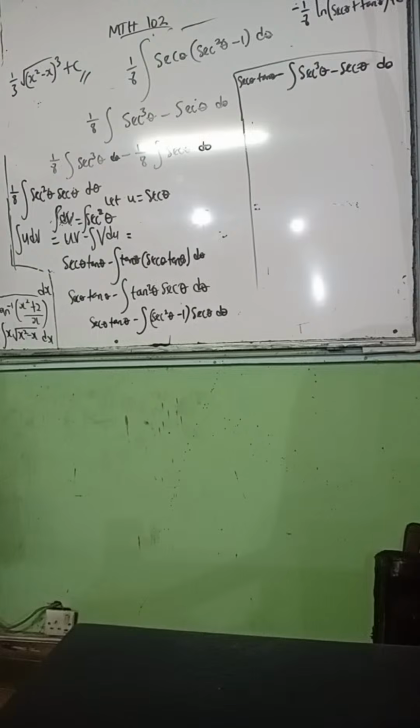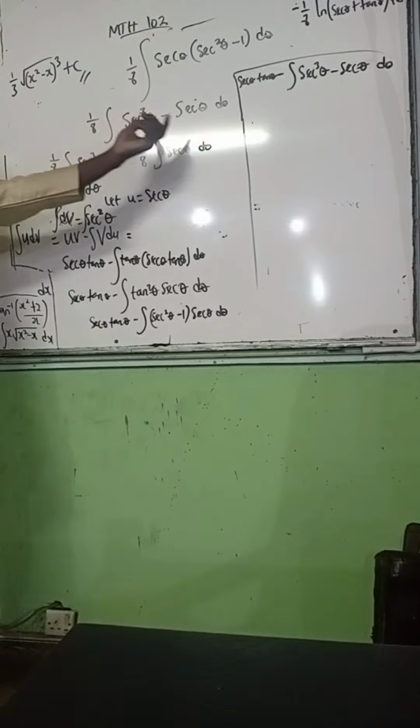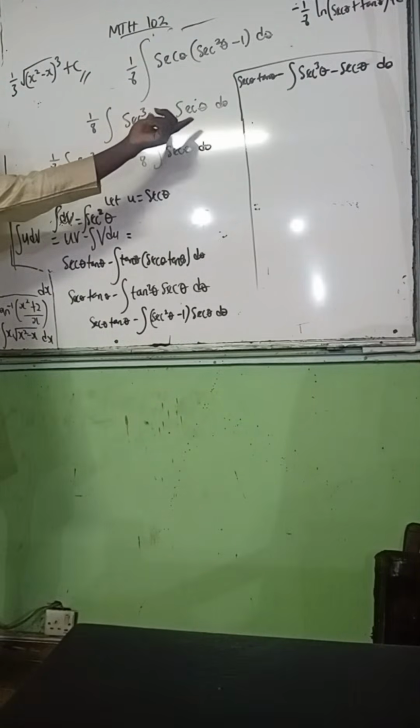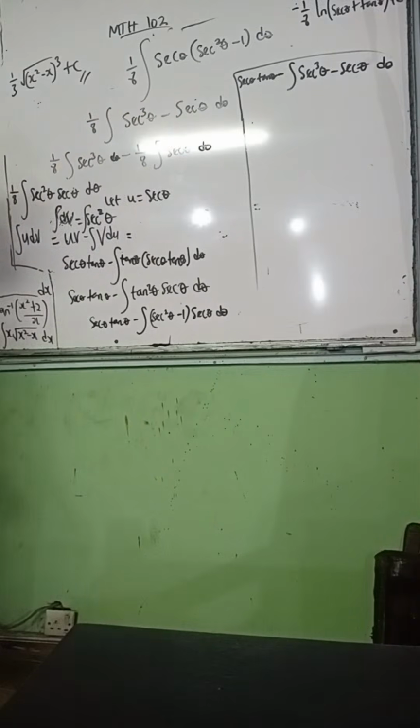This is equal to this guy. But what is that? This is sec cube theta you are integrating. This is the one I'm integrating. This is what we are integrating. Let's look at it very well. This is sec cube theta now.